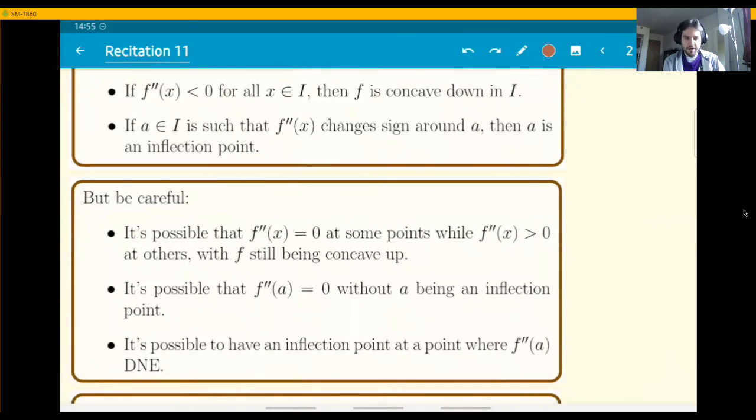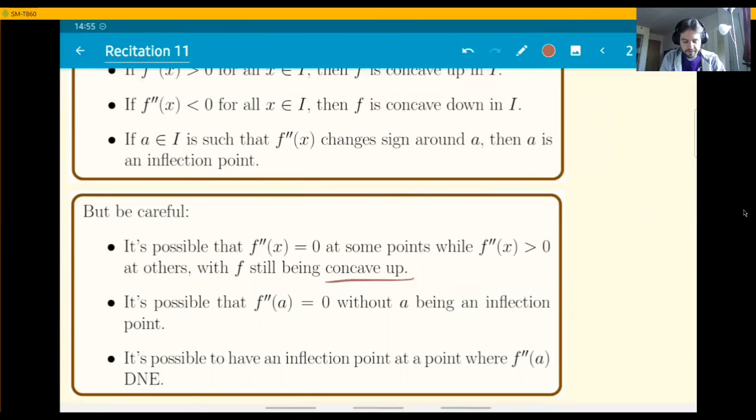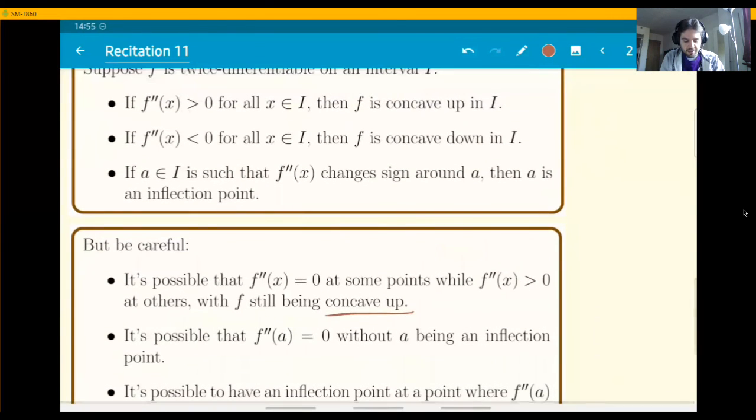Lots of things to be careful about here. First of all, it's possible to have a second derivative equal to 0 only at some points and then positive at other points, while f is still concave up. This is analogous to the previous remark about the x cubed function and the first derivative. So just be careful with this. Concave up does not automatically mean second derivative always positive. It might be the case that in a few points, the second derivative is 0.